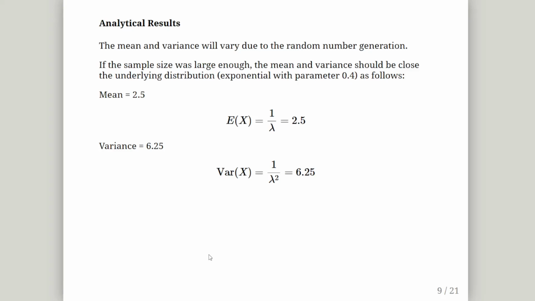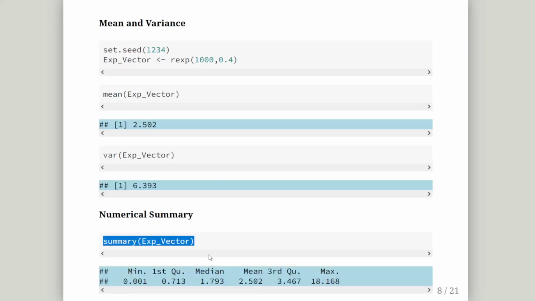But beforehand, before we use the seed, there would have been a bit of fluctuation. So if the sample size was large enough, this is what we should get analytically. The exponential mean is 1 over lambda, which is 2.5, and the variance is 1 over lambda squared, which is 6.25. So those values there are close enough. This is actually very, very close, but it's probably just a coincidence.